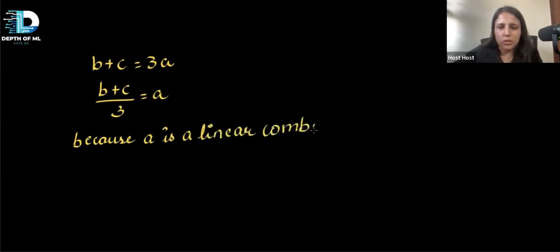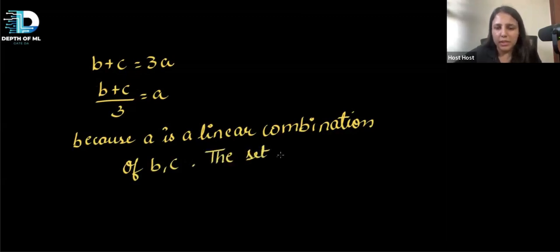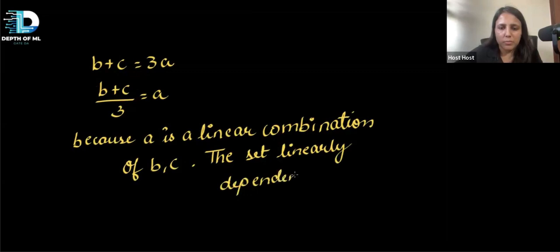So a is a linear combination of b and c. So because a is a linear combination of b and c, the set is linearly dependent. Fine. Clear to everyone?